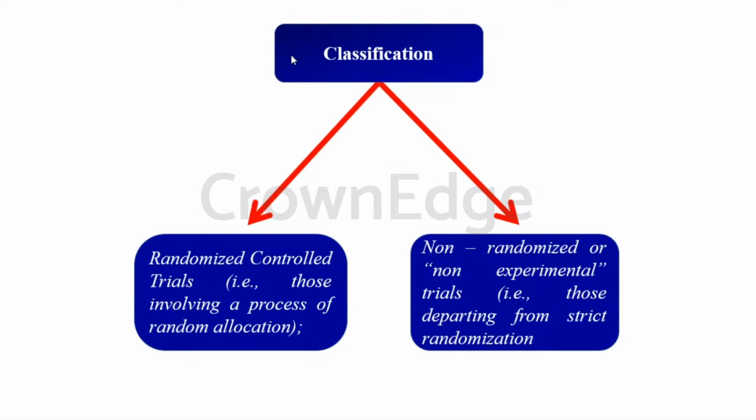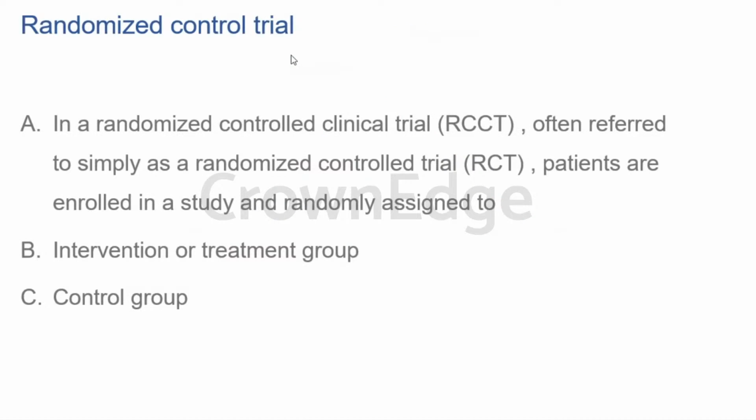The classification of experimental studies is broadly into two types: randomized controlled trials and non-randomized or non-experimental trials. Randomized controlled trials are those trials that involve the process of random allocation. We will discuss that. Non-randomized controlled trials are those that do not have any random allocation process, or randomization is not present in non-randomized experimental trials.